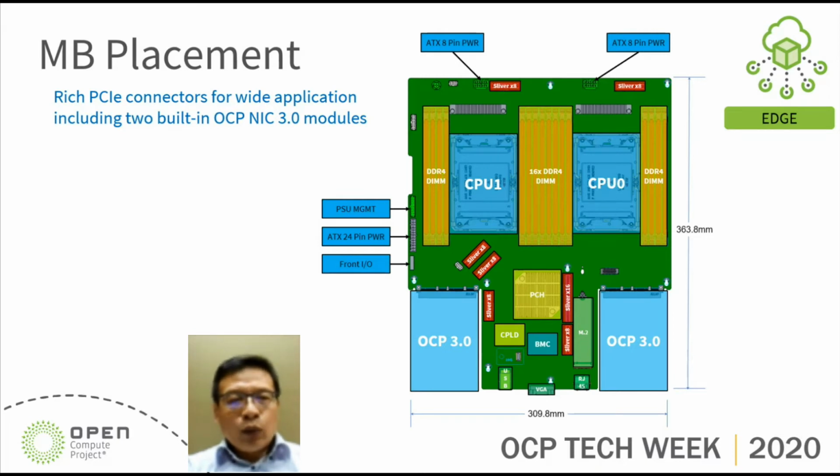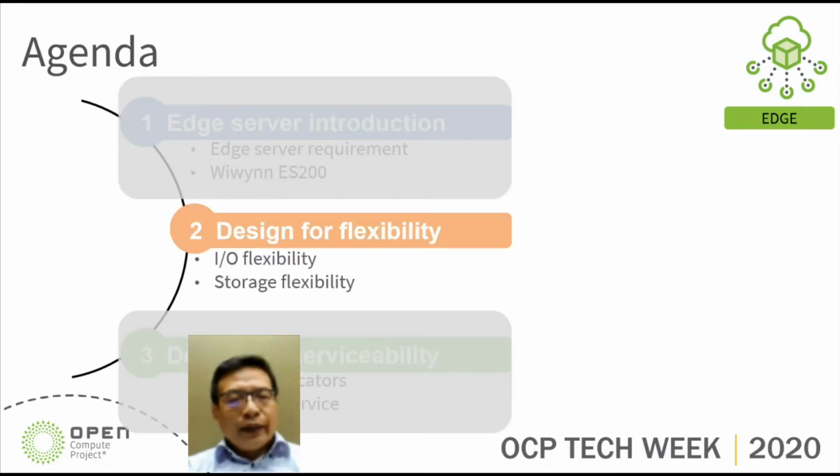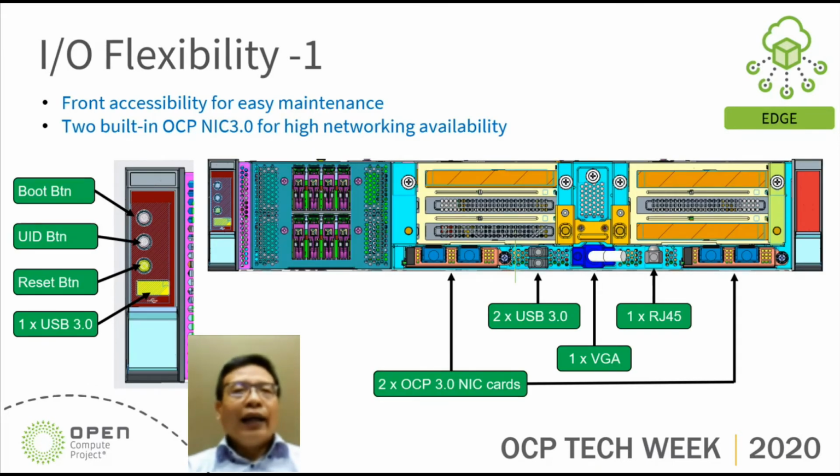These PCI connectors, we have also included two built-in OCP NIC 3.0 modules. Okay, and right now, let's go into the design for flexibility. The first is I/O flexibility, and next I will discuss the storage flexibility. In the I/O flexibility, the first point is that all the I/O is accessible from the front, so it provides very easy maintenance for edge deployment. Also, there are two built-in OCP NIC 3.0, so this will provide very high networking availability.